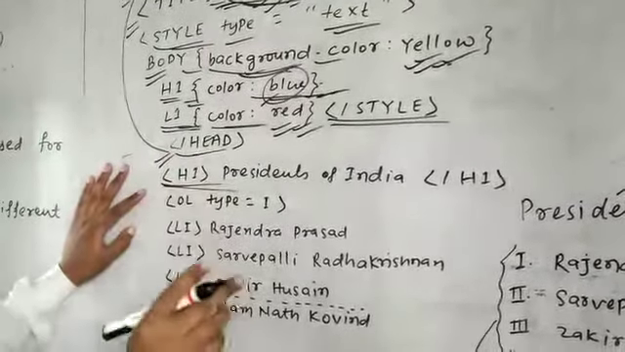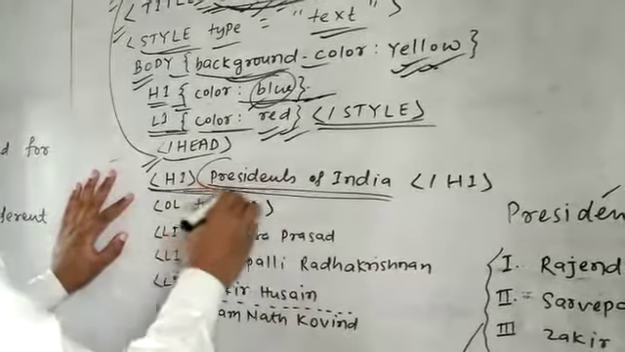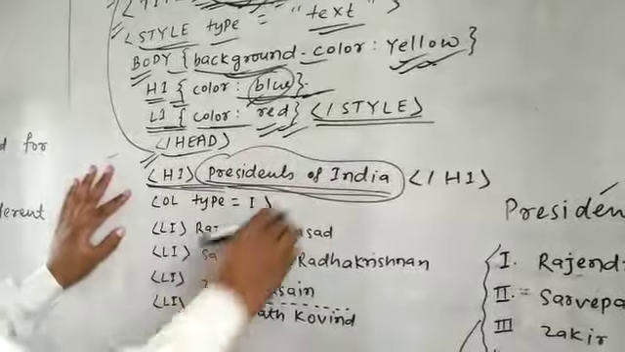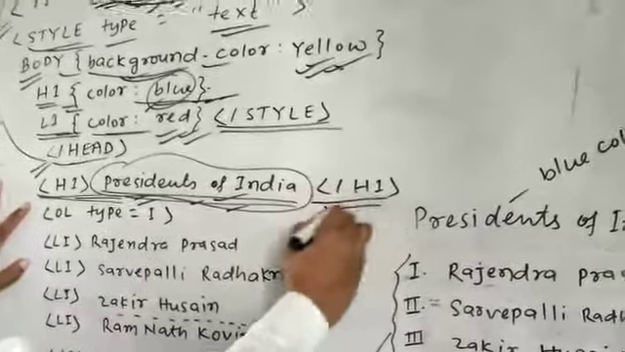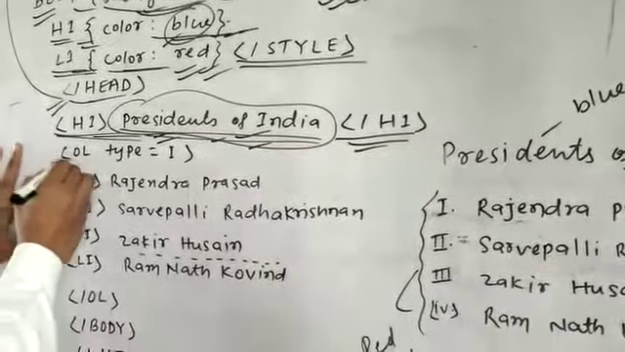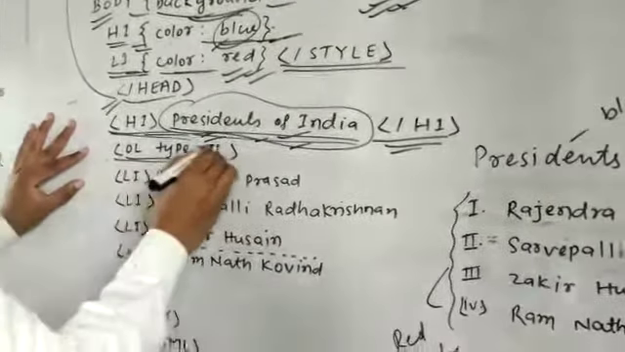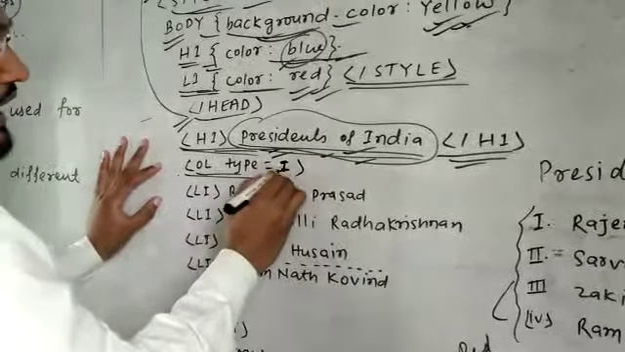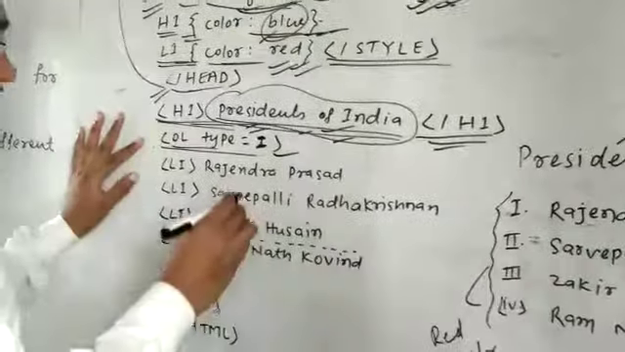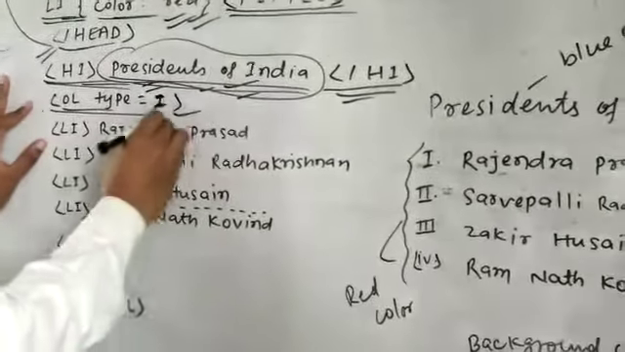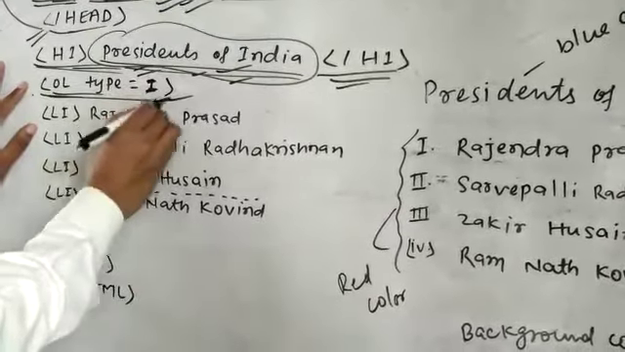Now we need to set the heading. Our heading in this program is Presidents of India, so we name the heading Presidents of India, and then close the heading. We use the ordered list with type capital I, because we want to represent the Presidents of India with capital roman numerals.